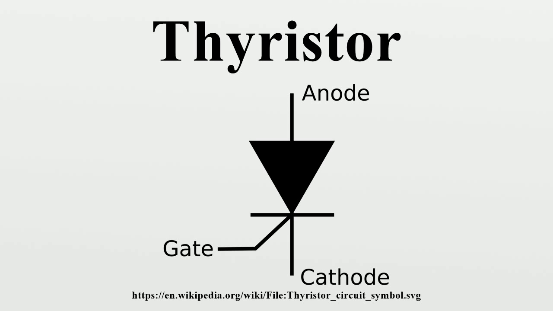Some sources define silicon-controlled rectifier and thyristor as synonymous. Other sources define thyristors as a larger set of devices with at least 4 layers of alternating N and P-type material. The first thyristor devices were released commercially in 1956.